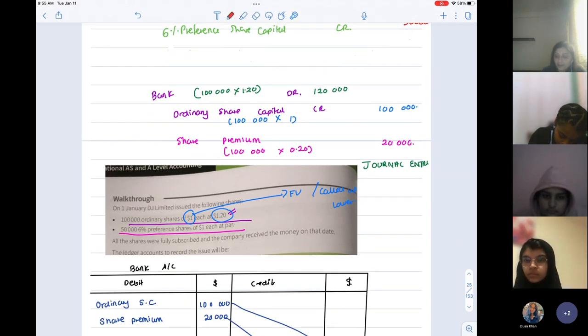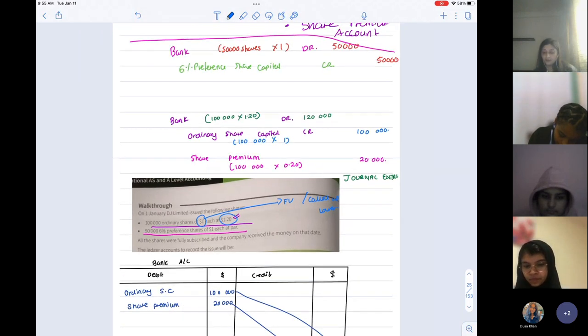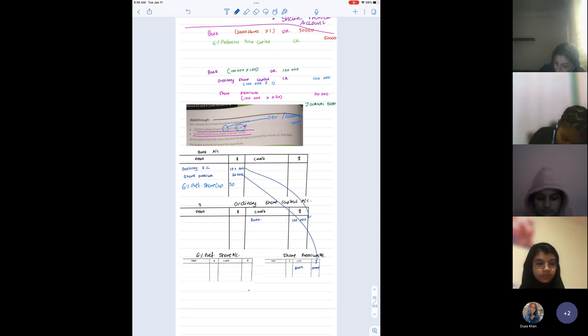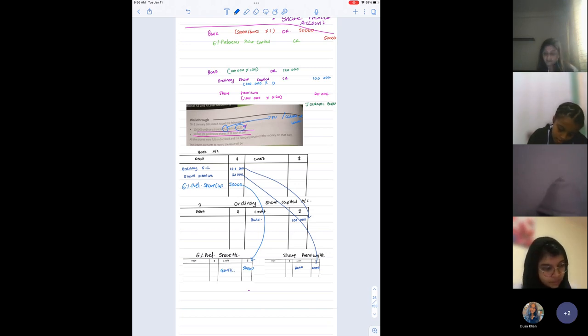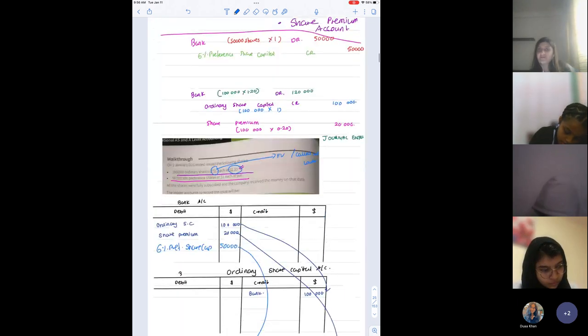On the debit of the bank, you will record this as 6% preference share capital, 50,000. Bank debit, preference share capital credit 50,000. Please tell me if you have doubts.